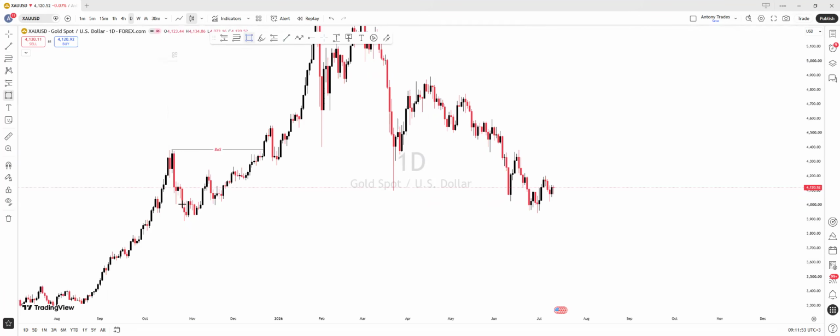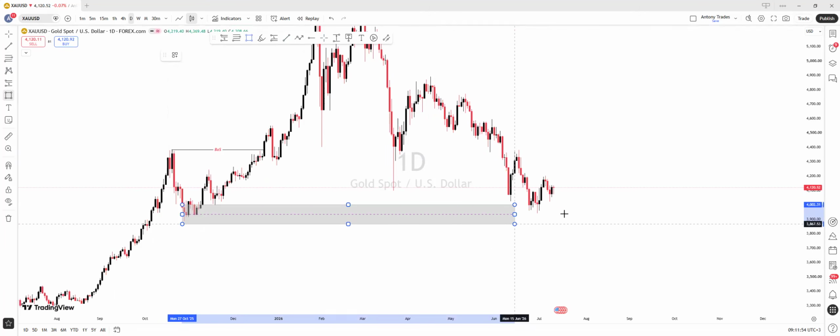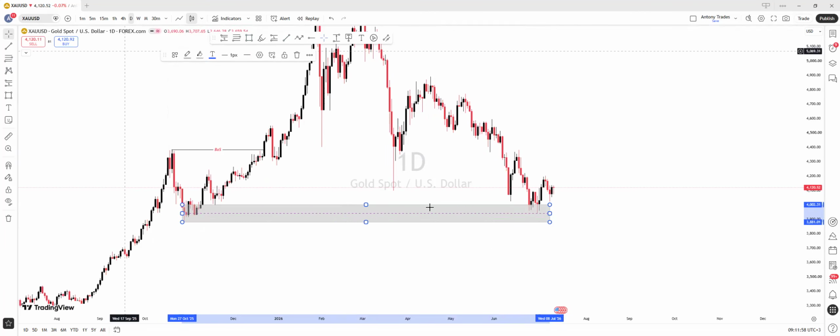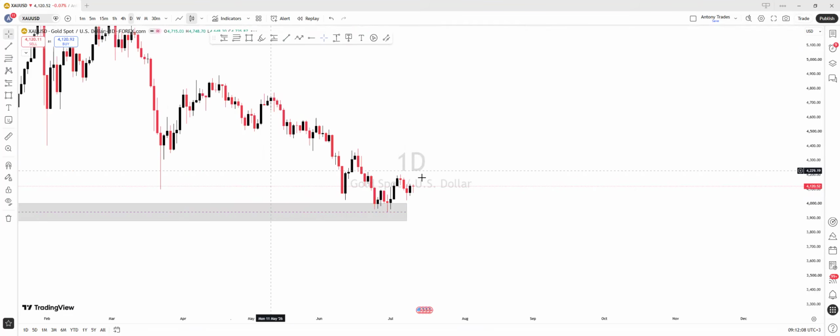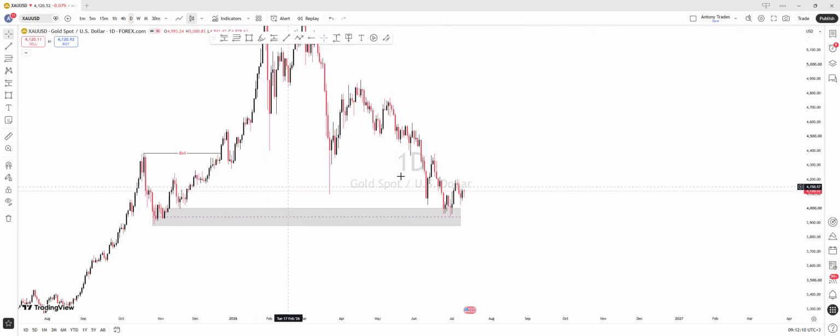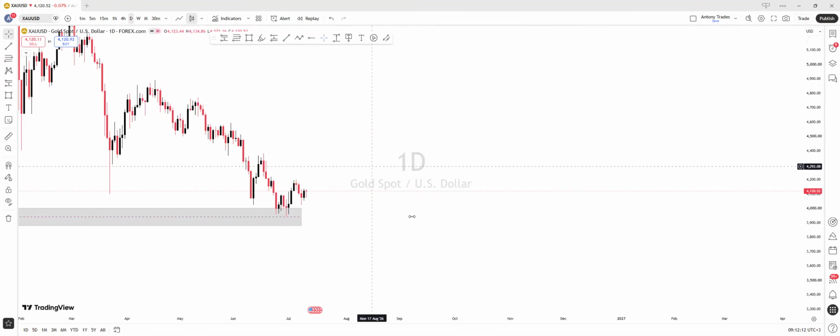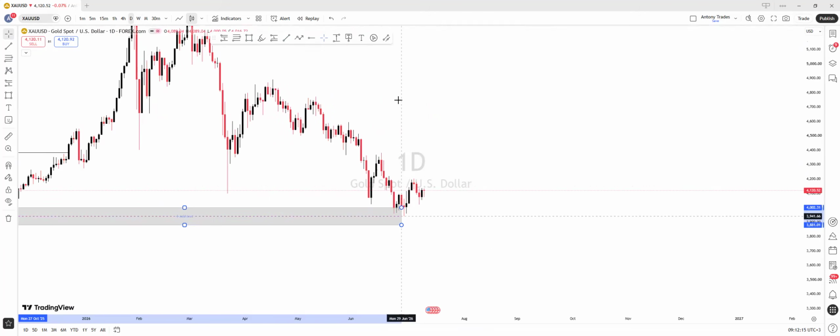After that, we are seeing gold reacting from this support zone down here. If you go to the weekly time frame, you're gonna see it very well. From the daily time frame, we have this rejection down here. So this is the rejection block, which is your support zone. So we have gold reacting from that area. But we cannot assume, since we are reacting from that area, that gold is buying.